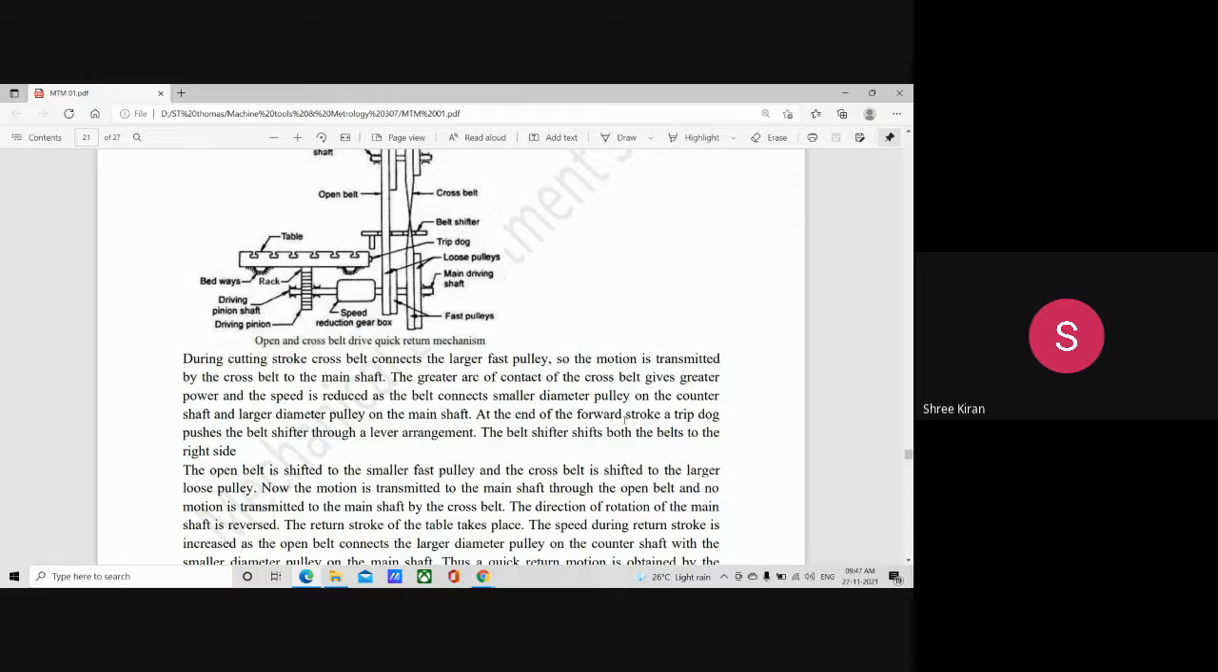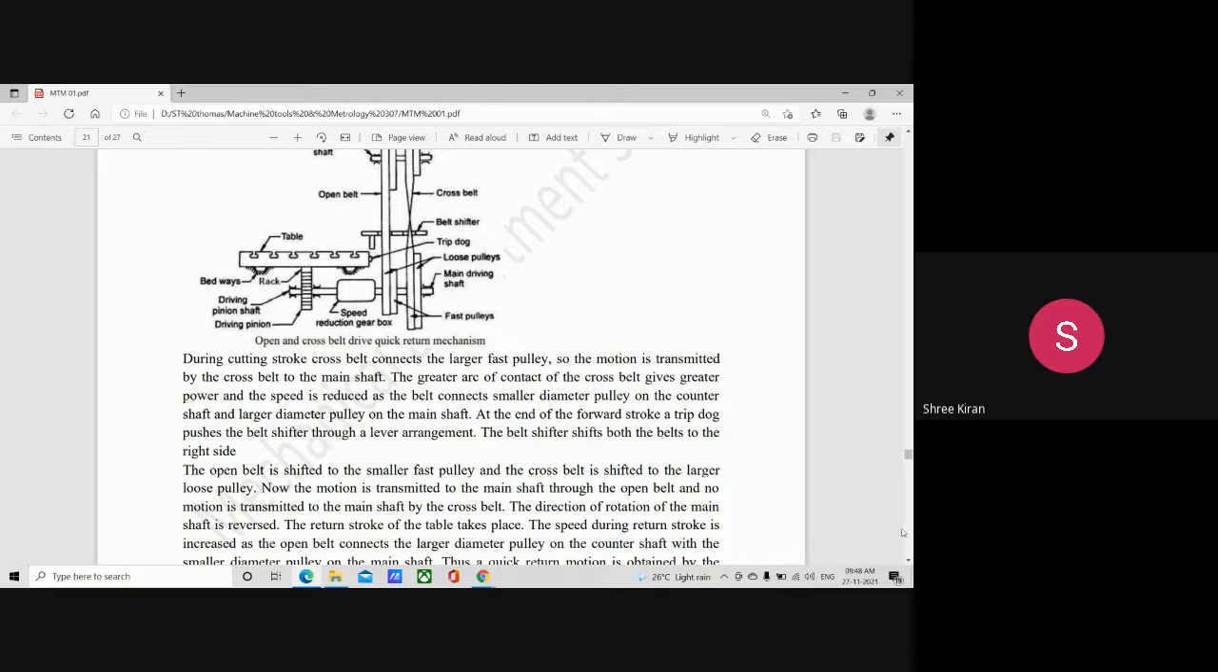At the end of the forward stroke, a trip dog pushes the belt shifter through a lever arrangement. With the help of the lever arrangement, we are able to change from the forward stroke to the return stroke. The cross belt transfers motion to the main shaft for the forward motion, and then the belt shifter shifts the belts to the right side.